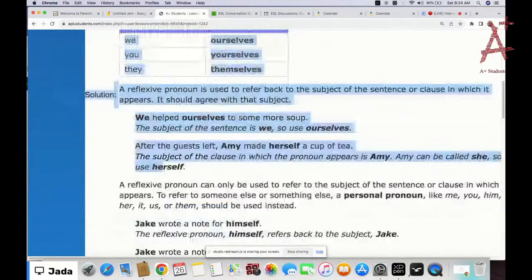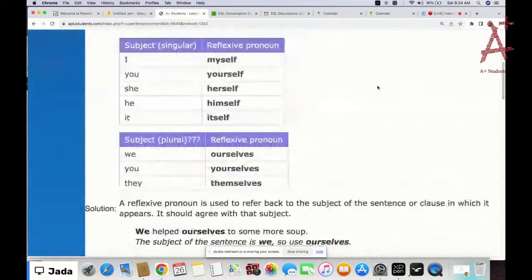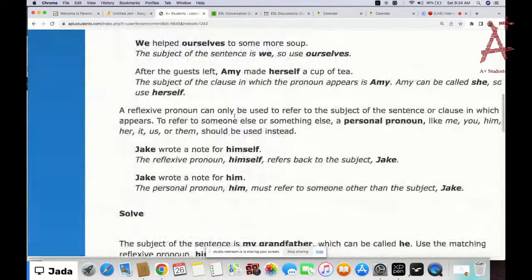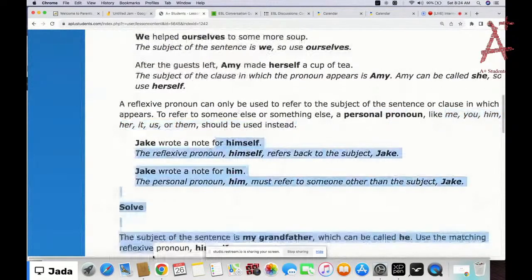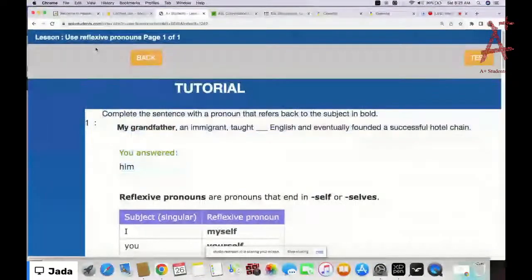So a reflexive pronoun can be used to refer to the subject of the sentence or clause in which it appears. To refer to someone else or something else, a personal pronoun must be used. So we have the personal pronouns that we can use. So let's see then. This is still you use reflexive pronoun.